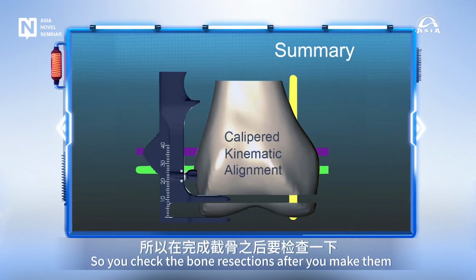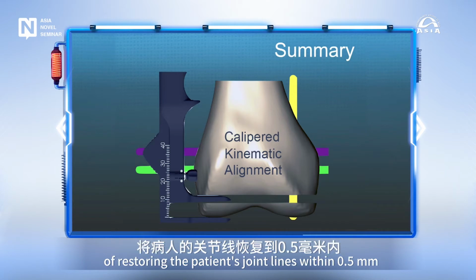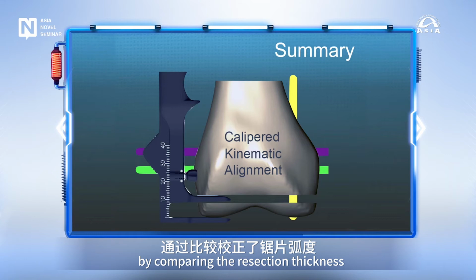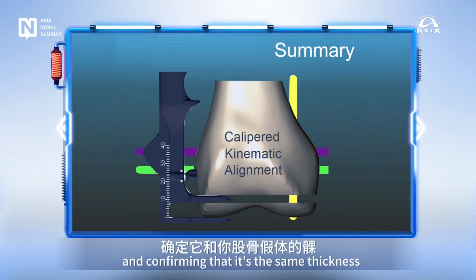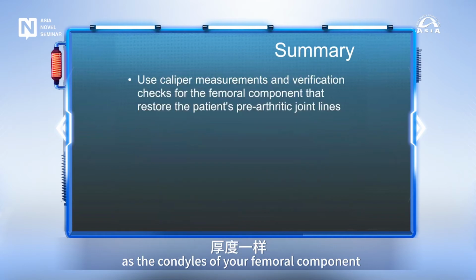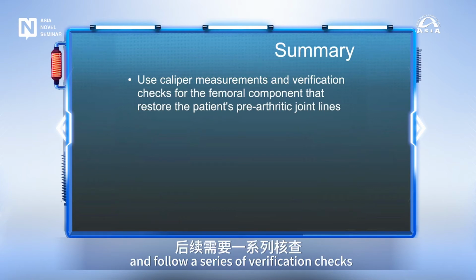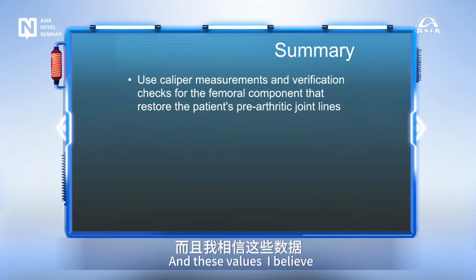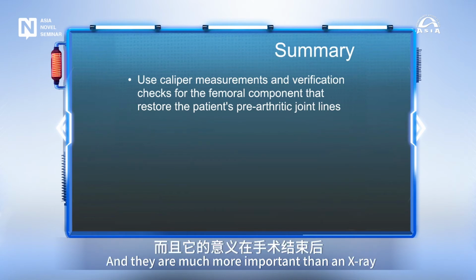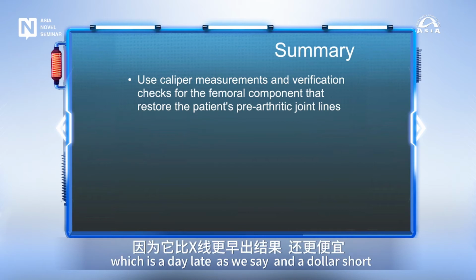So you check the bone resections after you make them and verify whether or not you achieved your target of restoring the patient's joint lines within 0.5 millimeter by comparing the resection thickness, adjusting for the curve of the blade and for the cartilage loss, and confirming that it's the same thickness as the condyles of your femoral component. So caliper measurements and follow a series of verification checks, and this will make you a better surgeon. And these values, I believe, should be part of your operative note, and they are much more important than an X-ray at the end of the case, which is a day late, as we say, and $1 short.